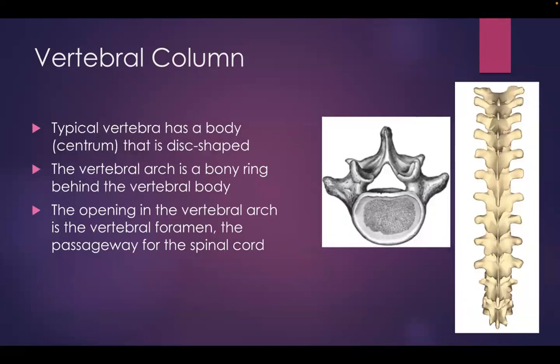This is to give you a better image of what the typical vertebrae look like. So the typical vertebra has a body or a centrum that's disc shaped right here. And the vertebral arch is the bony ring behind the vertebral body. And the opening in that vertebral arch is the vertebral foramen, which is where the spinal cord will pass through.